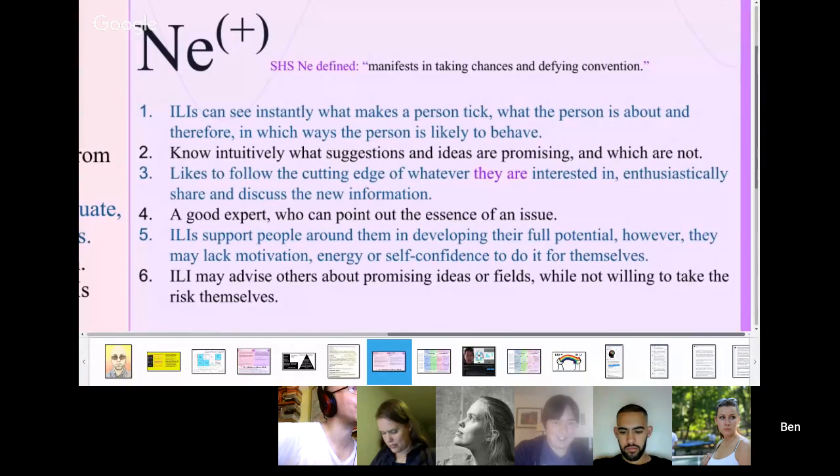Number three. Enrique likes to follow the cutting edge of whatever they are interested in, enthusiastically share and discuss the new information. Cutting edge. Yeah, I like to be updated. I like all my stuff to be updated. And enthusiastically, yeah, this word, I don't like it.